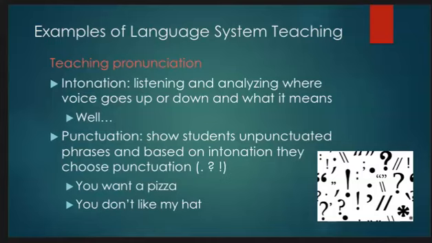So something like, you want a pizza, if we say that with falling intonation, you want a pizza. We know that's a statement. But something like, you want a pizza? That rising intonation should clue them that you need a question mark there. Something like, you want a pizza! That intonation tells them we need an exclamation mark. And similarly with a phrase like, you don't like my hat, you could do a very similar thing with punctuation and intonation.